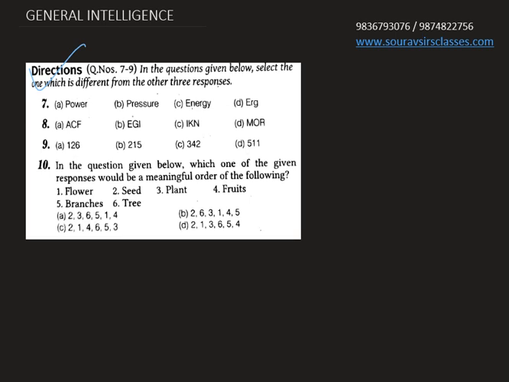Directions: in the questions given below, select the one which is different from the other three responses. So here we are given four options and we need to find the wrong one in that given option. So let's see the first one. Here we are given power, pressure, energy and erg. Here the correct answer is option D, as erg is a unit whereas power, pressure, energy are not units, they are different quantities, but erg is a unit of work or energy.